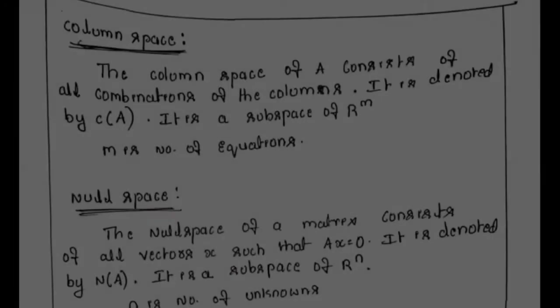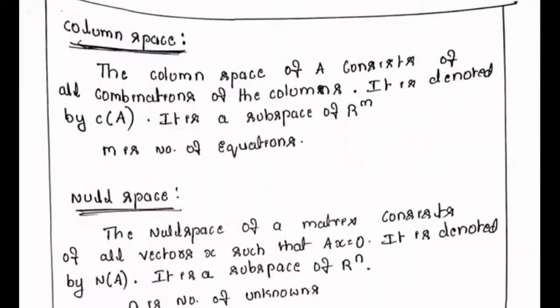Column space. The column space of A consists of all the combinations of columns. It is denoted by C of A, and it is a subspace of R to the power of M, where M is the number of equations. I'll explain this. Suppose you have a 3 cross 3 matrix, you'll have 3 columns.